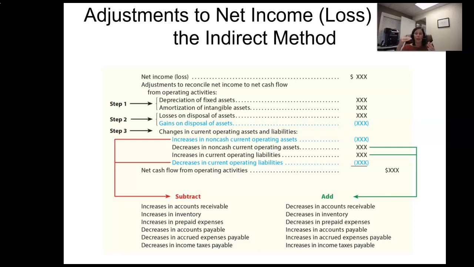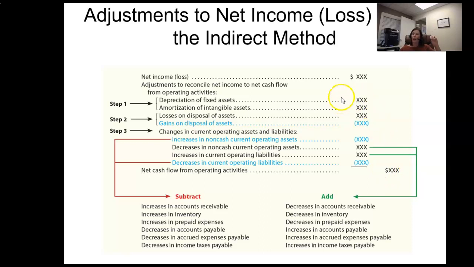When a liability increases, we're going to add that amount of the increase. If a liability decreases, we're going to subtract that. So once again, assets are treated opposite of liabilities. So we go down our balance sheet and we take all of the pluses and minuses from the assets and the liabilities. And this gives us a net cash flow from operating activities.